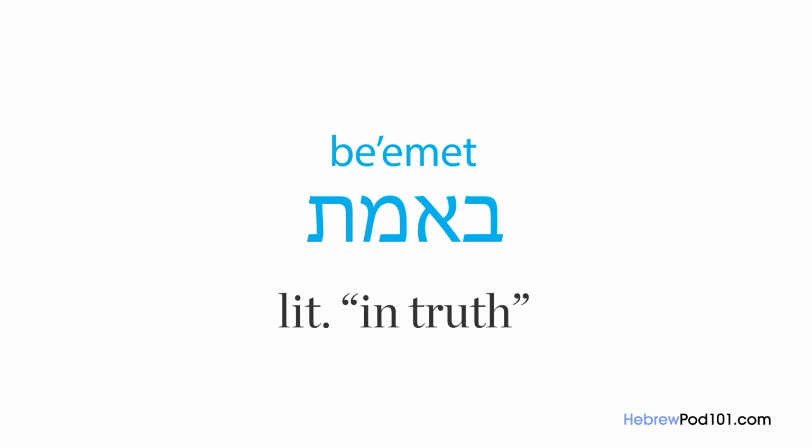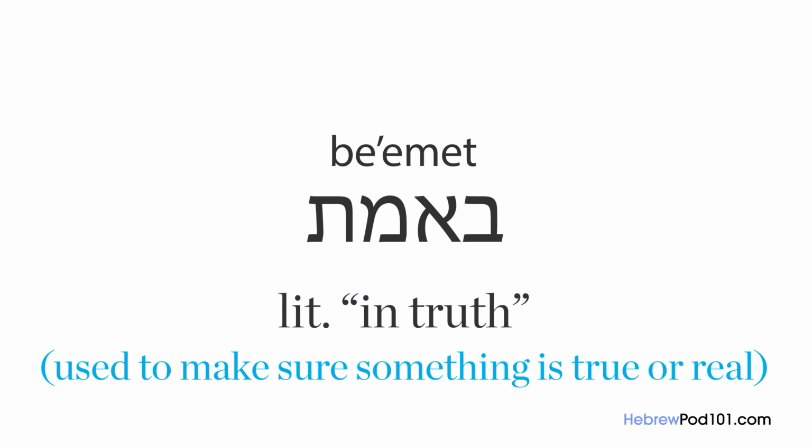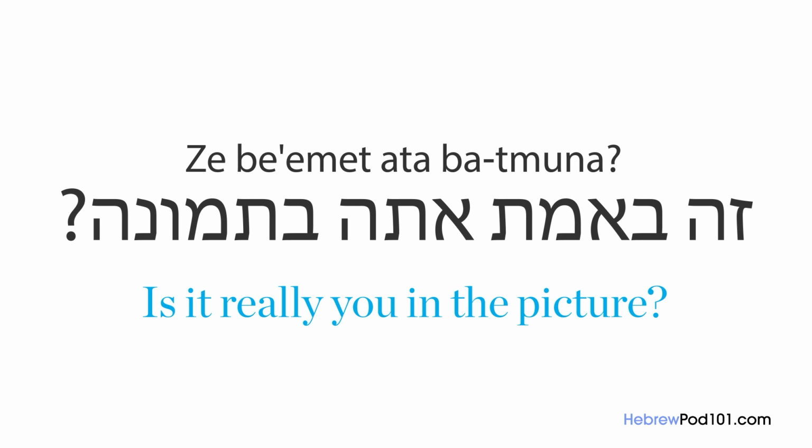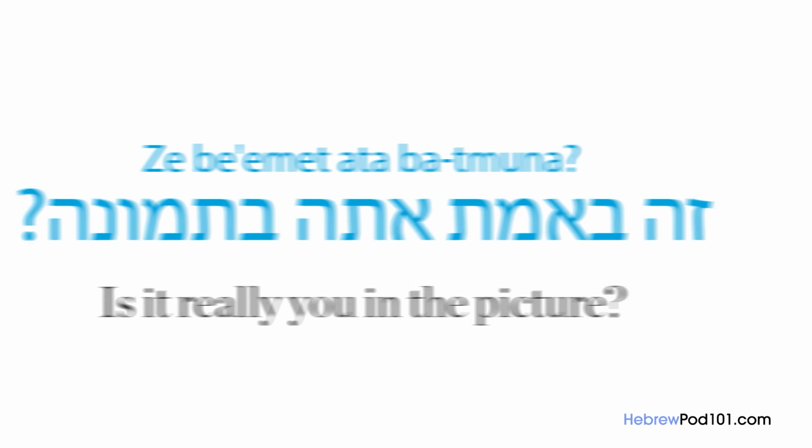Mamash lo. The next adverb is באמת. It literally means in truth and is used to make sure something is true or real. For example, is it really you in the picture? Would be זה באמת אתה בתמונה?